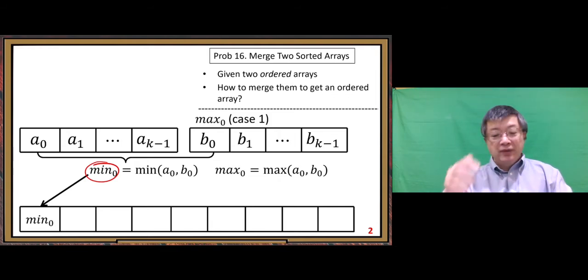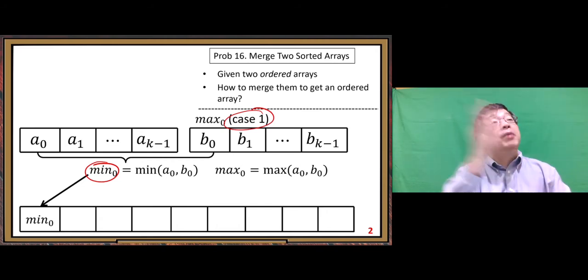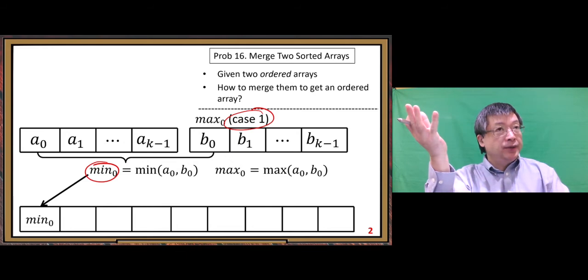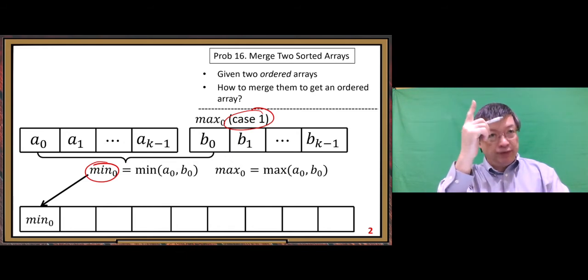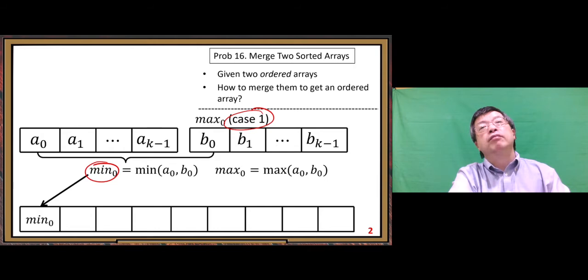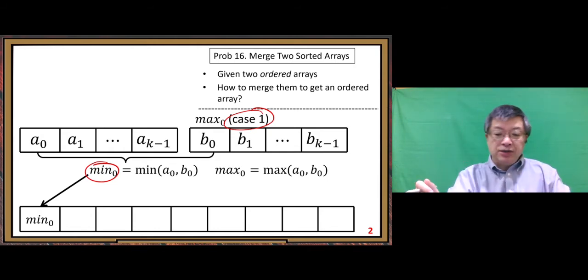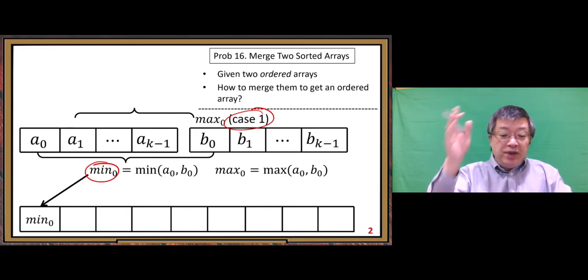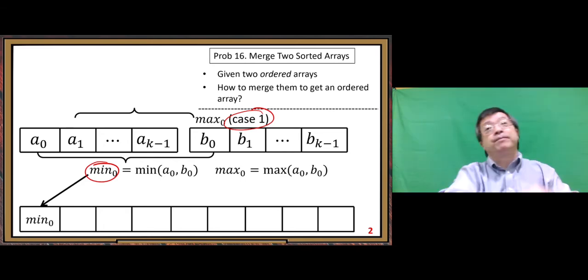Here max zero could be B0, could be A0. We just use B0 as the case, since A0 is similar and we do not need to repeat it. It's enough to look at one representative case. Here, max zero equals B0. Next, we need to compare B0 with A1, to see which one is smaller.